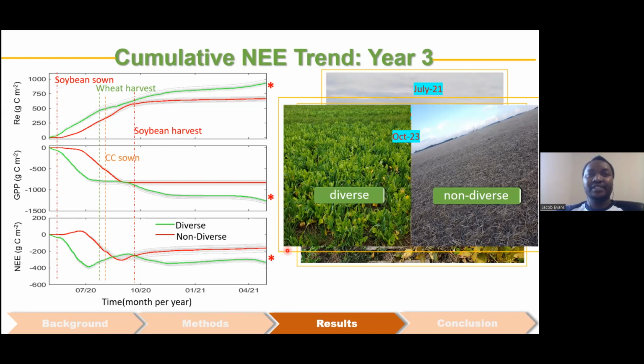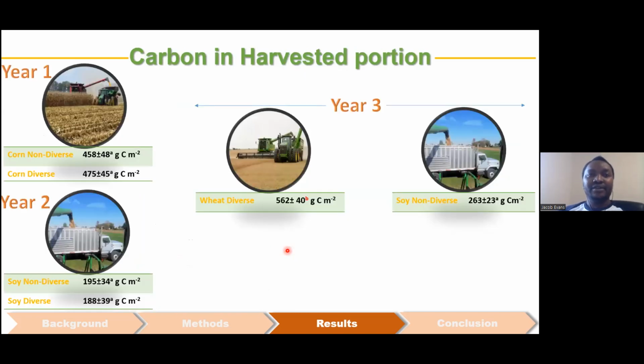I wouldn't say I don't know, not really, because when we consider the carbon removed at harvest, it was not significantly different in the first year, in the second year as well, but the third year was different. There was more carbon removed in the diverse field, so this cancels that difference we see in NE.